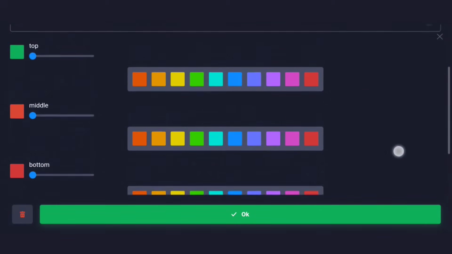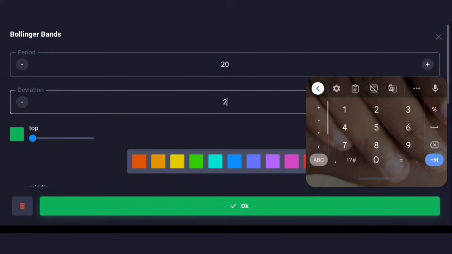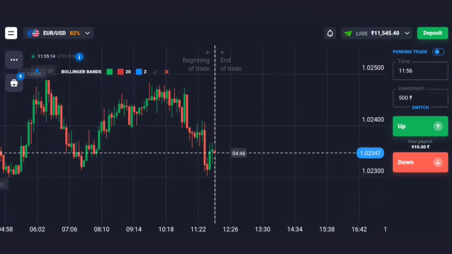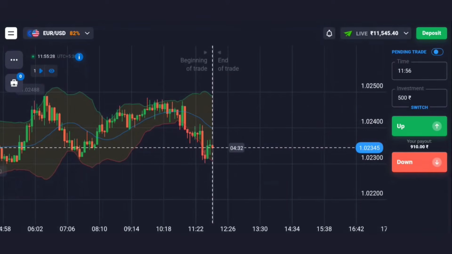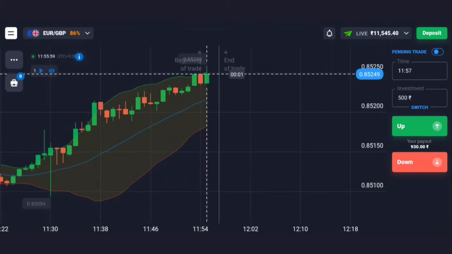Make sure all the colors are different. Now, change the period to 20, and change the deviation to 2. This is how Bollinger Bands looks like. Let's change the candle time to 1 minute for our convenience.